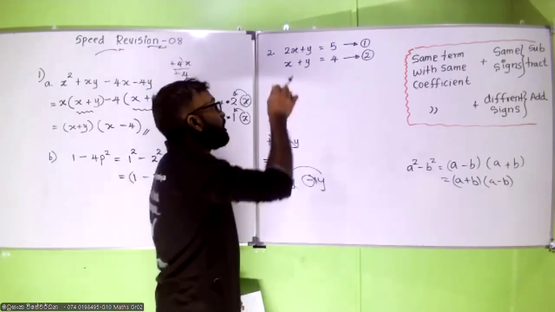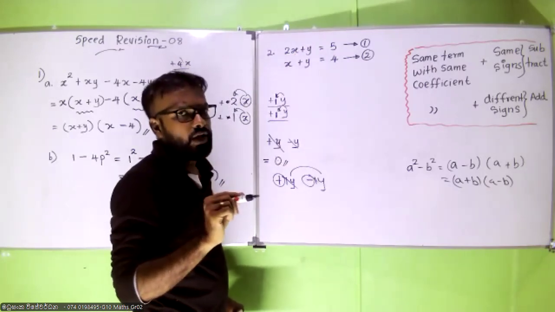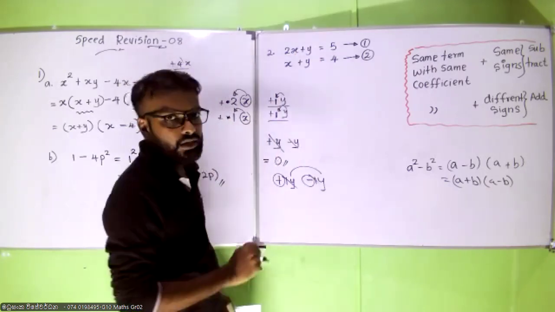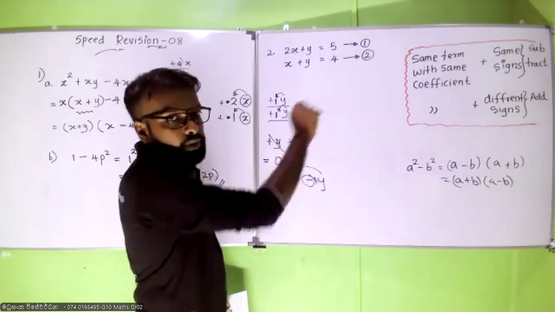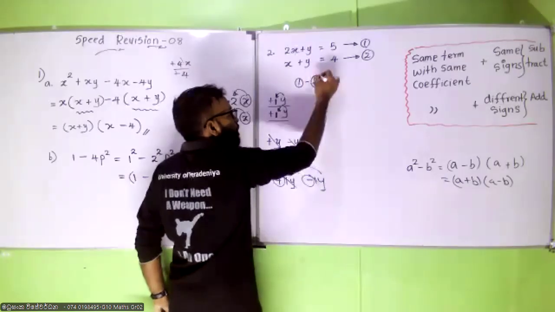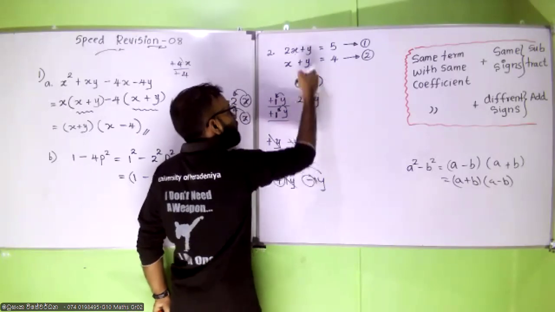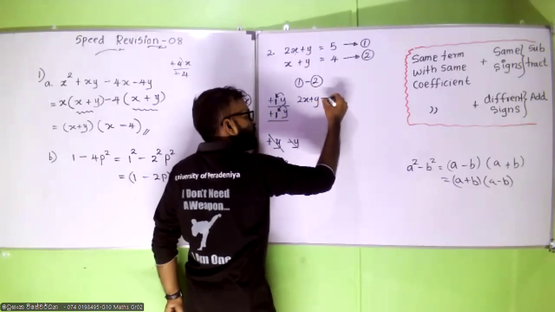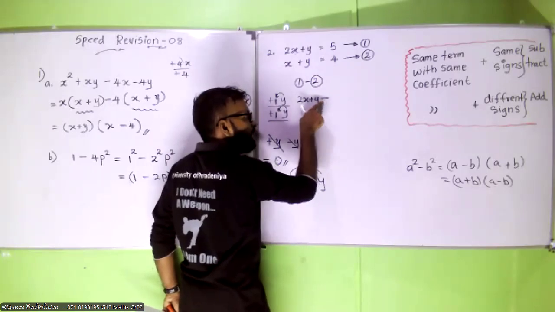So then I am going to consider the signs of y: plus, plus. So both of them are equal, so I need to subtract the equations. Same term with same coefficient and same sign, subtract the equations. So I will do 1 minus 2. That 2x plus y is the left hand side of the first equation. When I write the second equation's left hand side, I need to subtract it.